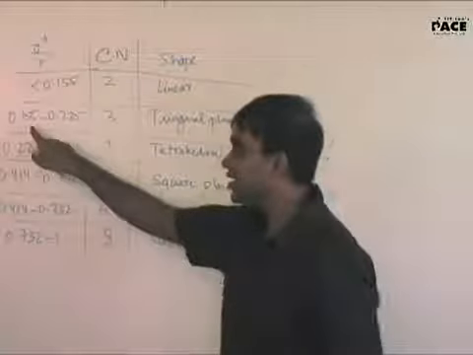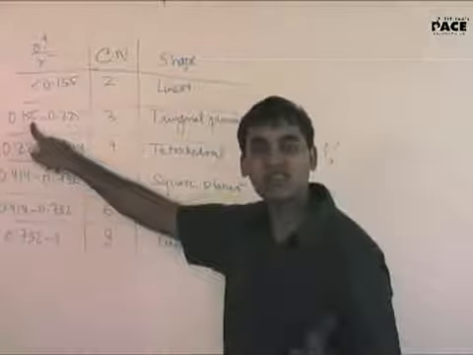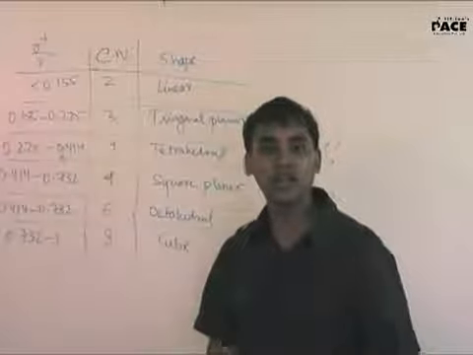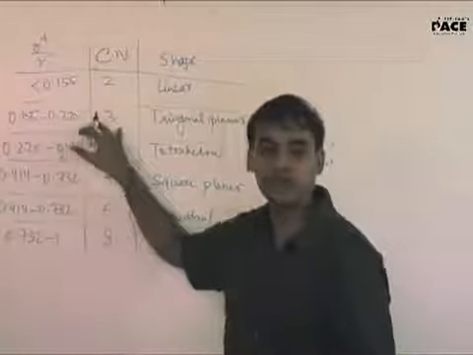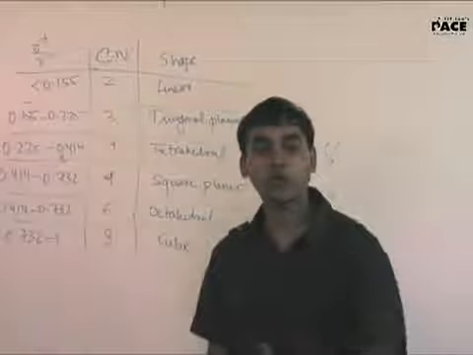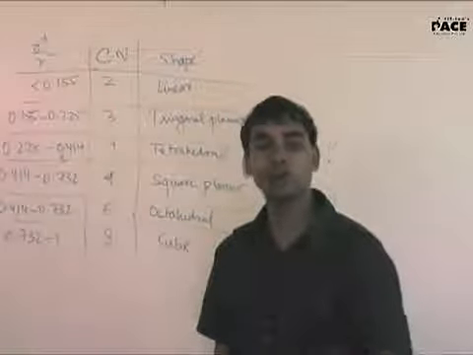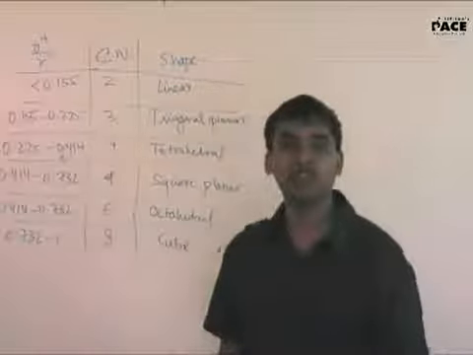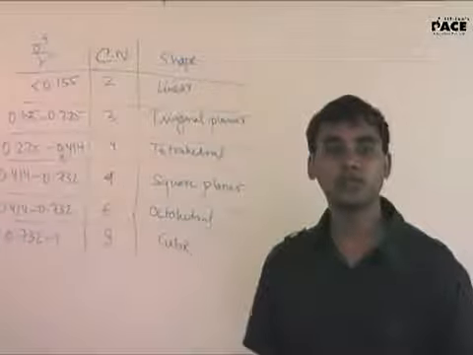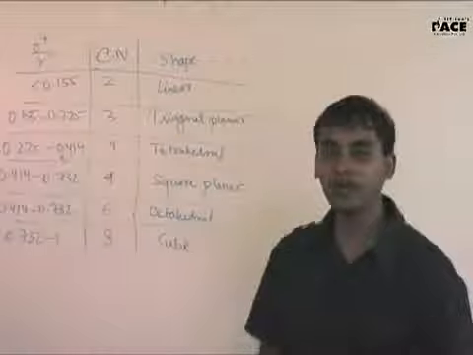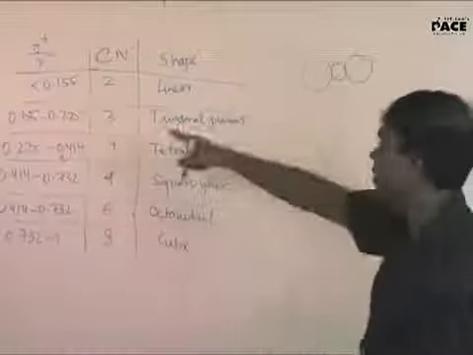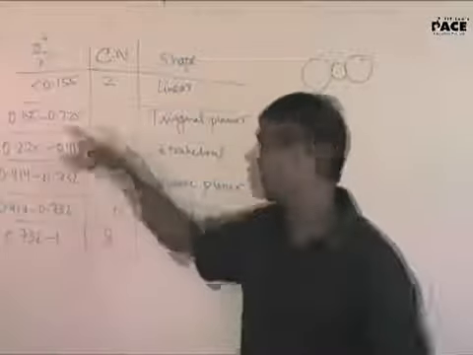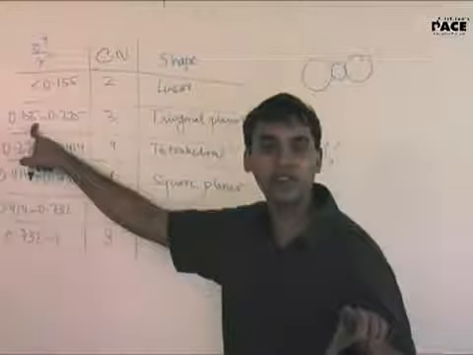See, so what I can say is, if I have a radius ratio starting from 0.155 to the next limit, which is 0.225, I will have a coordination number of 3. As soon as it is 0.225, it will be in coordination number 4. So if it is even less than 0.155, what will be the coordination number? 2. Why? It cannot be arranged. If you want it to be arranged with a coordination number of 3, the minimum radius ratio is 0.155.